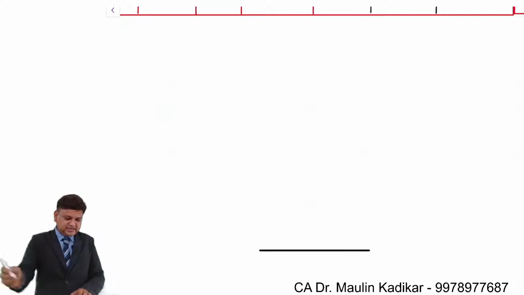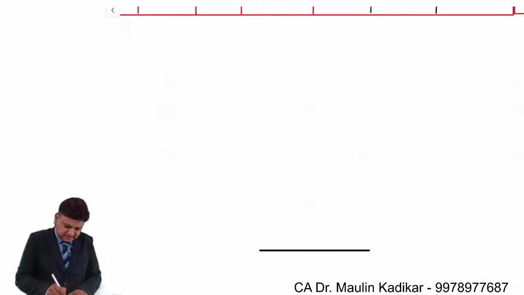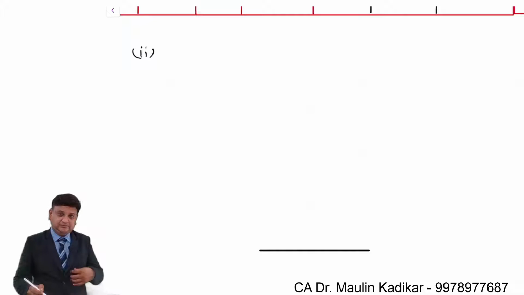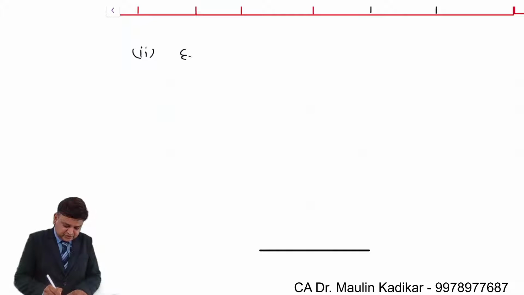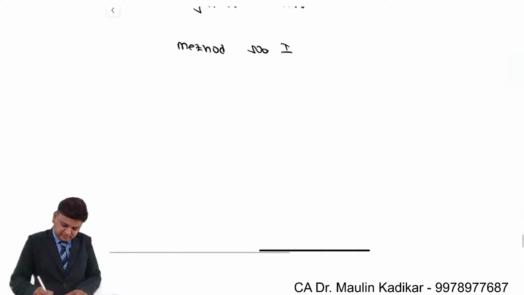Dear students, the second part of the question can be done by more than one method. Let us understand how we can do the second part of the question. Let us answer expected NPV. In that, method number 1 is the expected cash flow method.